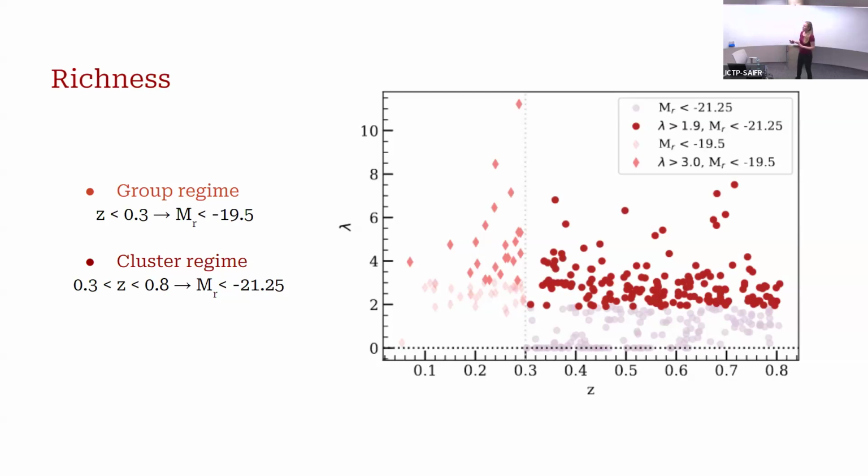Here we just call that the group regime and the cluster regime, but this doesn't mean that if a structure is detected at low redshift, it is a group or a cluster. It's just a way of saying that we're giving more importance to the group regime in this low redshift range. Then we have a better way of constraining the richness for these low-mass structures without losing all the galaxies.